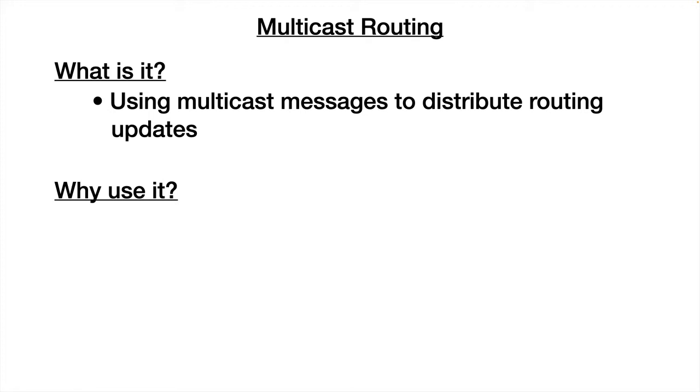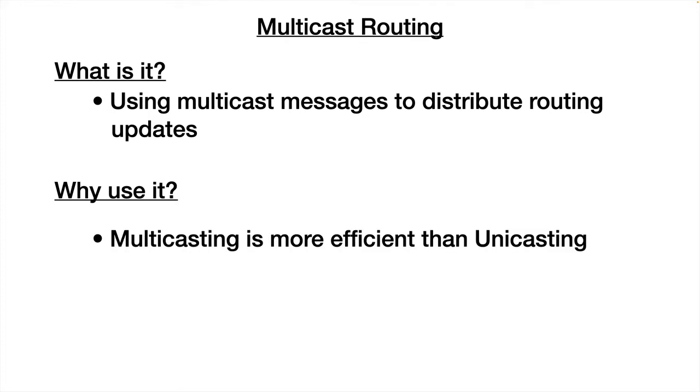Well, there's a couple of reasons. The first and most important is that multicasting is more efficient than unicasting. That is, when we send these out, if they're multicast, they go to the devices that should see those updates. And devices that do not do routing, that do not need to see the updates, do not process the updates, so it's more efficient on them.